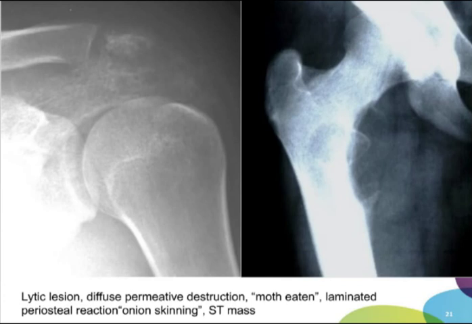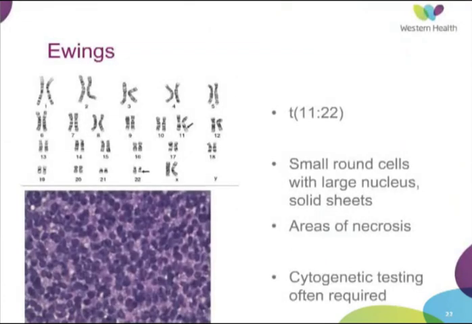So these are some X-rays of Ewing's sarcoma showing a lytic type lesion with permeative destruction, so ill-defined borders of the tumour and a moth-eaten appearance. And there's classically, I'm not sure these pictures particularly show it, onion skinning of the periosteum, so laminated periosteal reaction associated with the tumour.